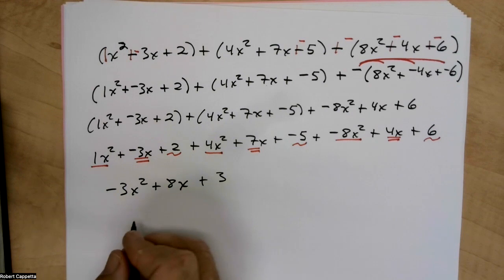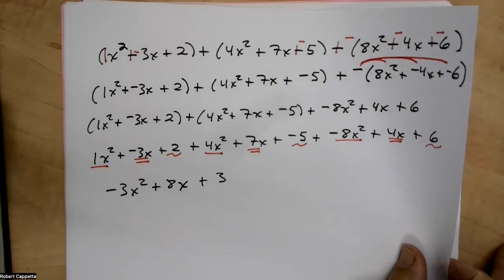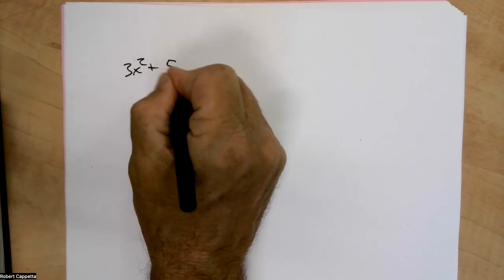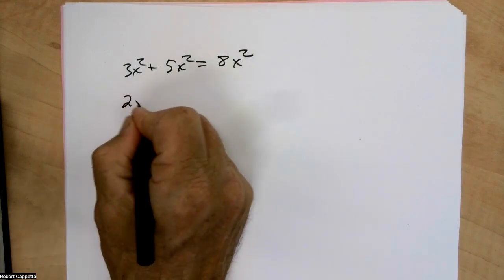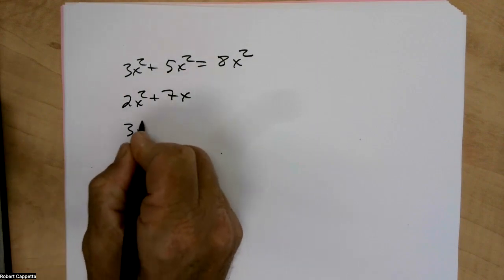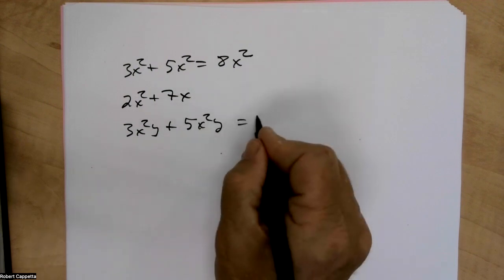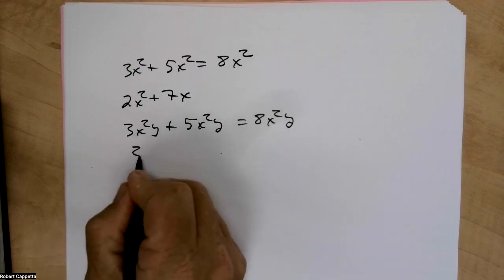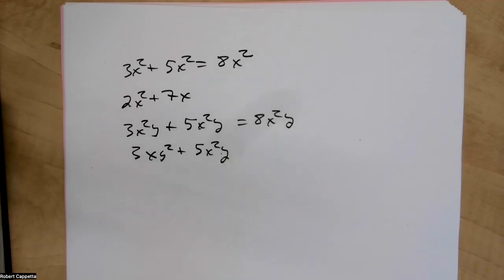So things to remember: to add like terms, they must have the same variables and the same exponents. So 3x squared plus 5x squared is 8x squared. Those are like terms. 2x squared plus 7x, nothing you can do with those. Those are not like terms. 3x squared y plus 5x squared y. Again, x squared y, like terms, is 8x squared y. But if I said 3xy squared plus 5x squared y, there's nothing I can do with that because the powers on the variables are different.